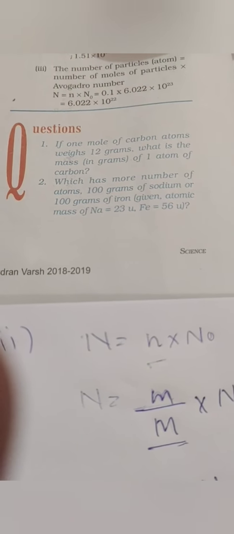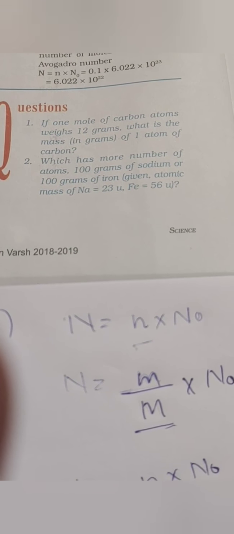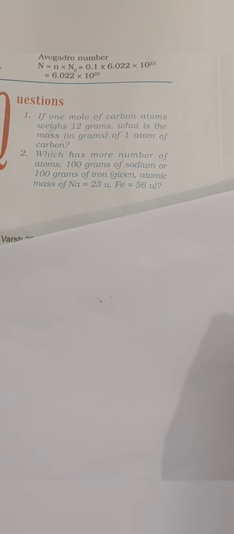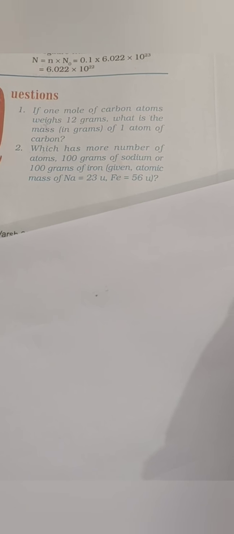So this question is, if 1 mole of carbon atoms weighs 12 grams, what is the mass in grams of 1 atom of carbon? That means that 1 mole of carbon atoms has a weight of 12 grams. So what is the mass of 1 atom of carbon? Okay, so that's very simple. We'll be doing this from the textbook.